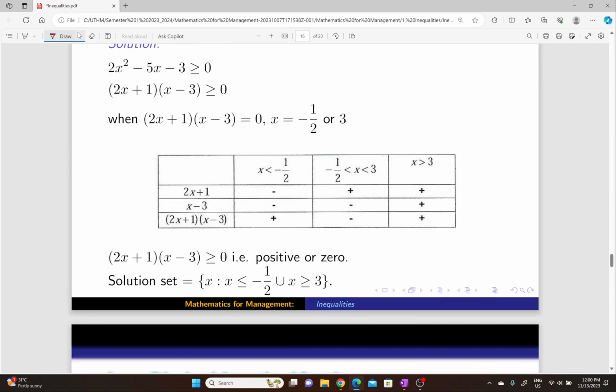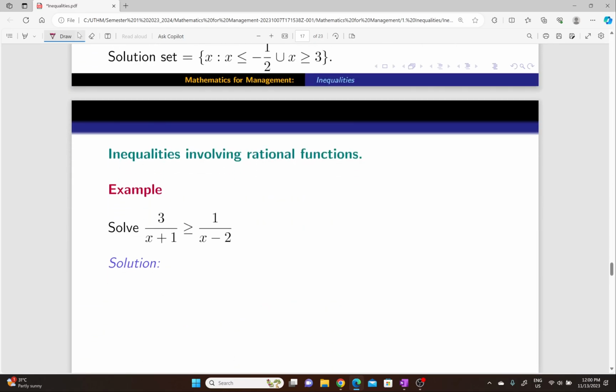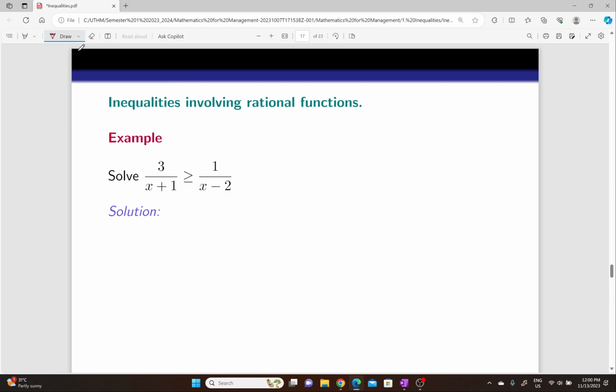Now next one is rational function. Okay, rational function. For rational function we are going to use the number line system. For rational function, if this is an equation, how are we going to solve this? Because this is equal, it means we cross multiply and we try to solve from here onwards.